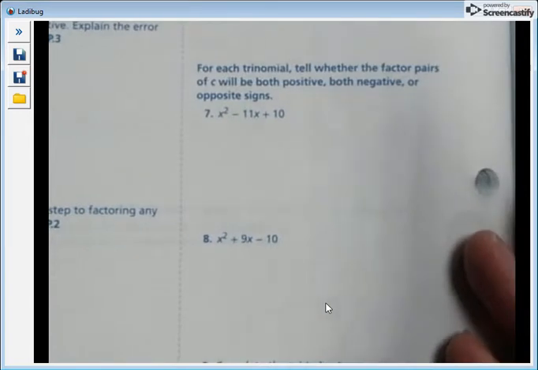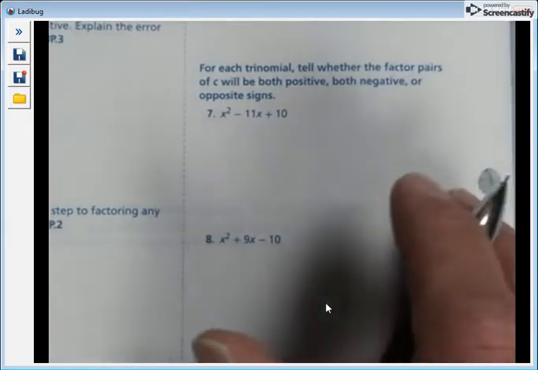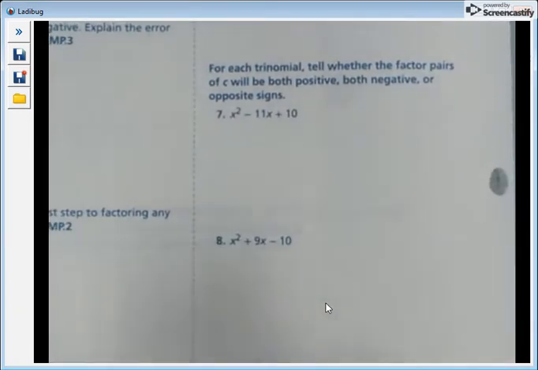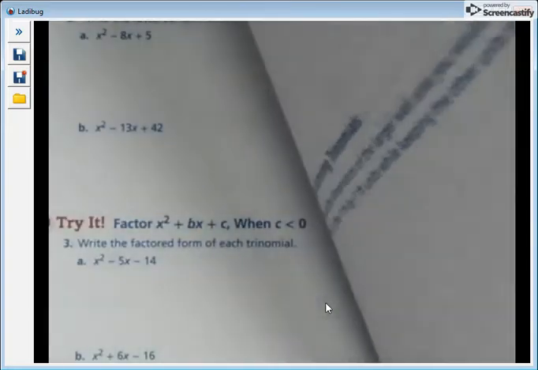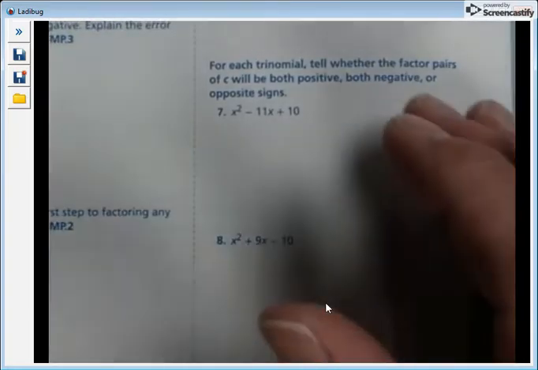So this is topic 7.5? 7.4? What topic is it? Nice way to be prepared, Mr. Mock. It is 7.5, all right?